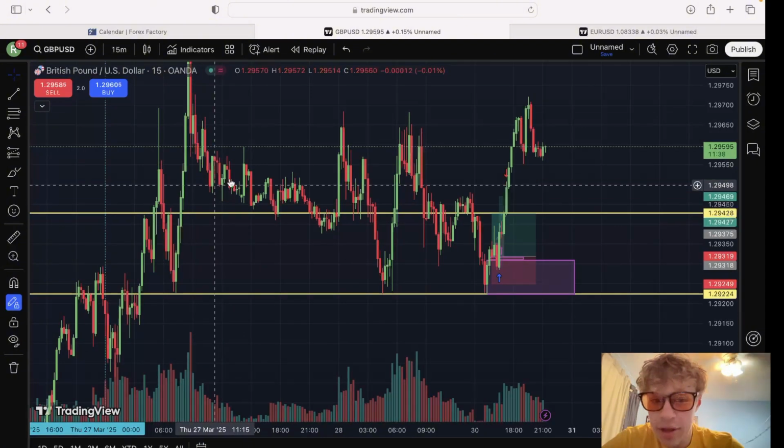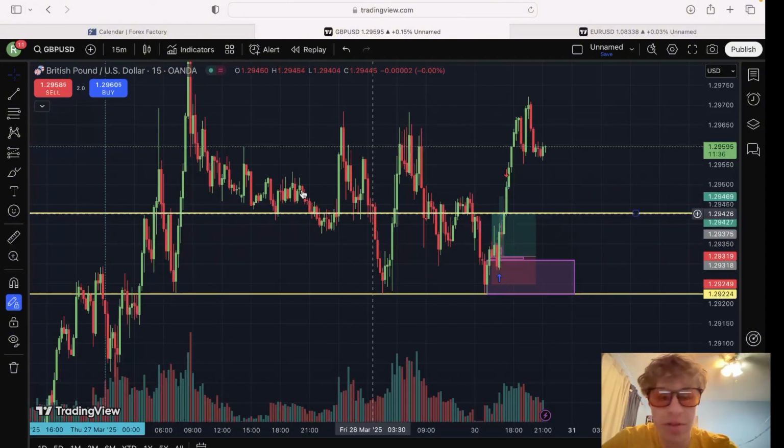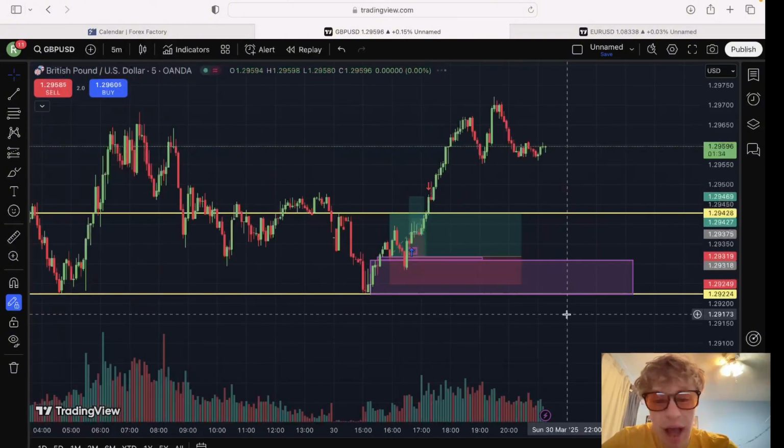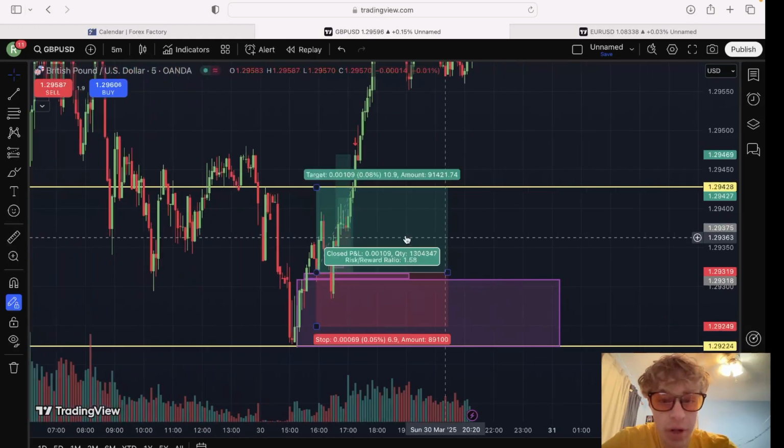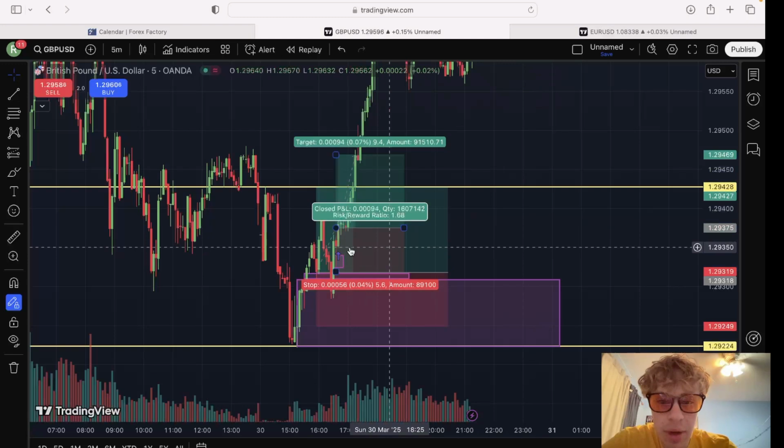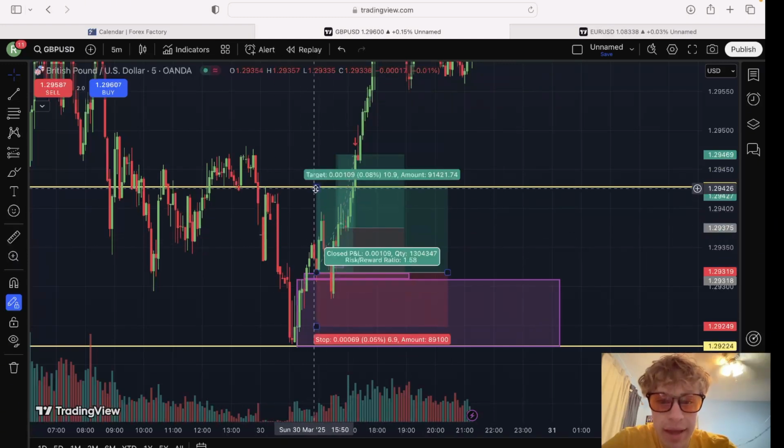As you can see by the execution, I wanted to take profit at this 15-minute. I ended up saying, you know what, forget it. I'm going to target this 1 hour. And this was a 1 hour high. So I ended up getting a 1 to 1.68.